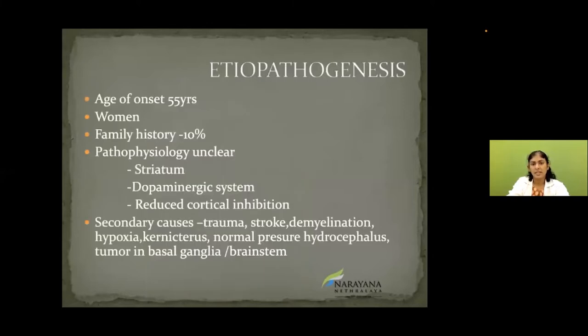The average age of onset for blepharospasm is around 55 years, and a couple of years earlier in oromandibular dystonia. Women are more at risk than men because of specific estrogen receptors influencing involuntary motor function. Family history is seen in 10% of the cases. The pathophysiology is not clear enough. Some evidence suggests involvement of the striatum, whose activity is modulated by the dopaminergic system. A recent study suggests environmental triggers and genetic predisposition causing plastic changes and reduced cortical inhibition.